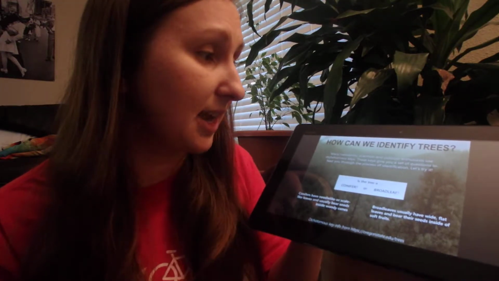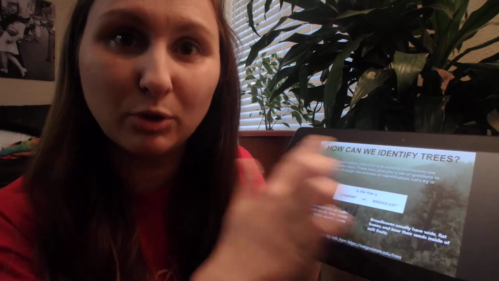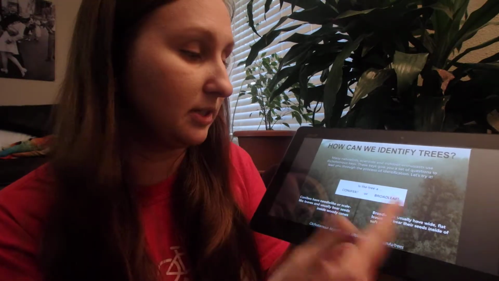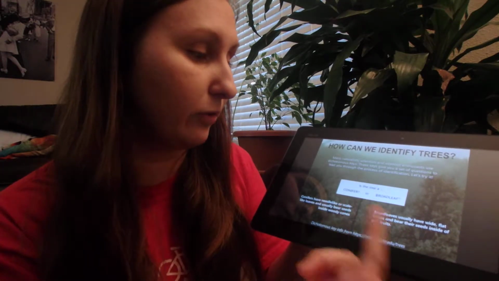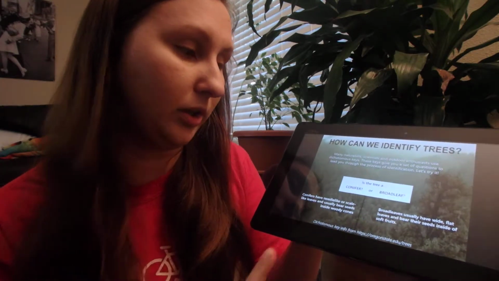Many naturalists and scientists use dichotomous keys. These keys give you a set of questions. This is the same prompt that was in the previous slide, and it's on all the next few slides. It asks you a prompt: Is this tree a conifer or a broadleaf? And then it has a description of what a conifer is and what a broadleaf is.